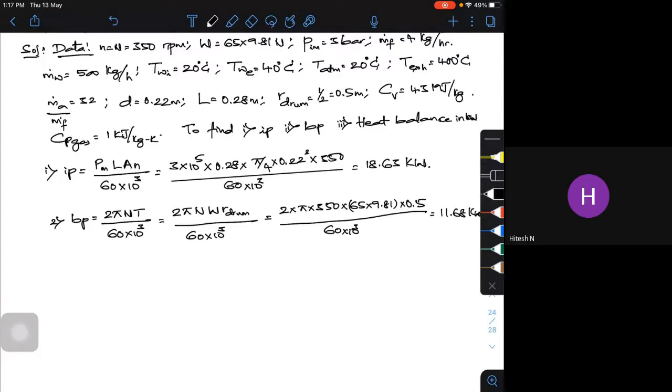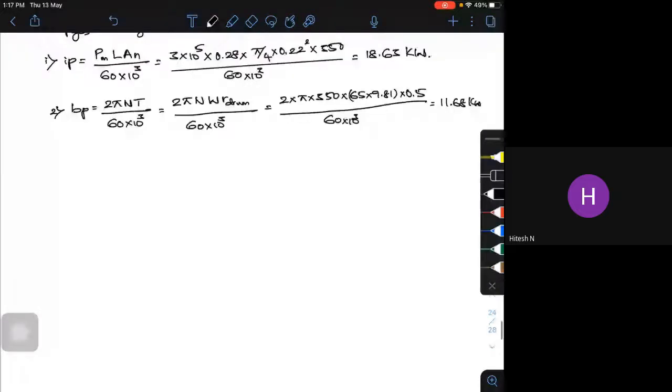Now we need to draw the heat balance sheet. This is 11.68 kilowatts. Now let us try to draw the heat balance sheet. One by one, we'll try to do the calculations. The heat balance sheet is on a kilowatt basis, that is kilojoules per second.